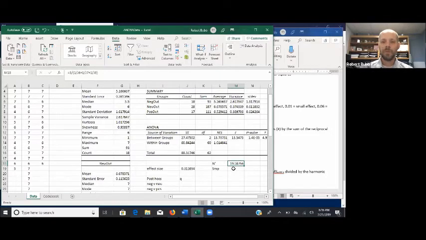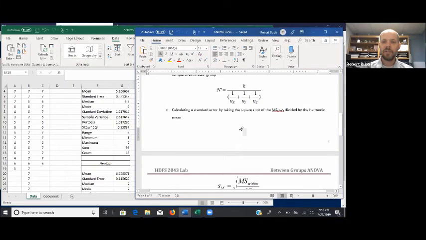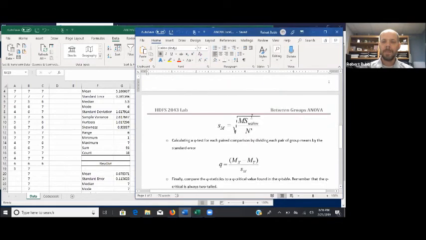Once we have that harmonic mean, remember now we need to calculate that standard error pool. To get that standard error, we're going to take the mean squared within from our source table, and we're going to divide by that harmonic mean that we just calculated. Once we divide, we're going to take the square root of that division.